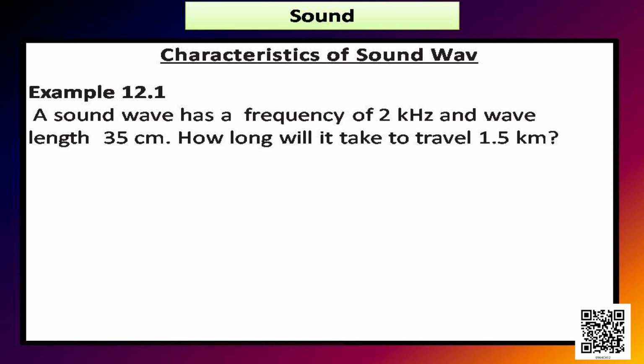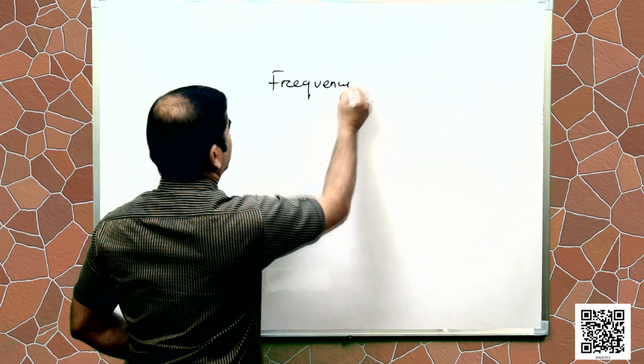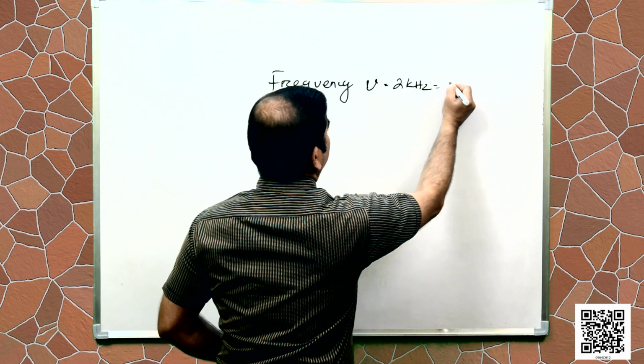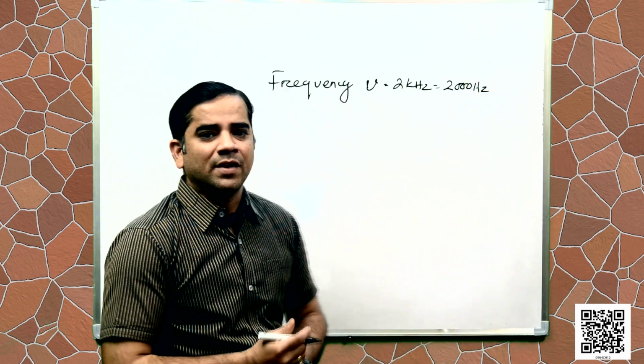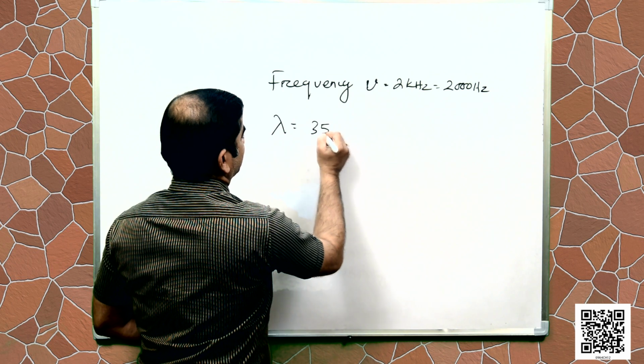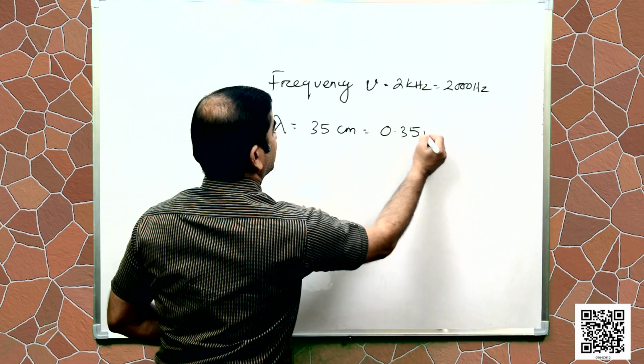We will discuss example 12.1. It says a sound wave has a frequency of 2 kHz and wavelength 35 cm. How long will it take to travel 1.5 km? Okay. So, let us now discuss the solution. What is given? Given frequency is equal to 2 kHz, that is 2000 Hz. Fine. Wavelength lambda is equal to 35 centimeter, or we can say 0.35 meter.